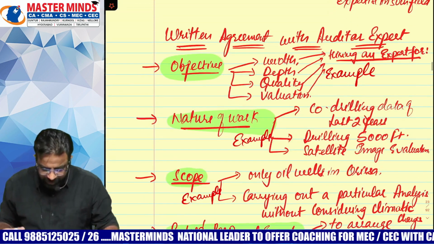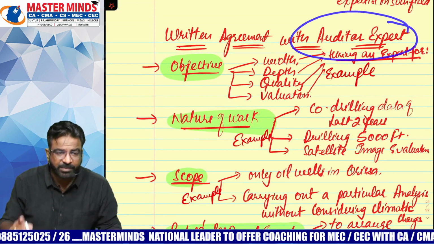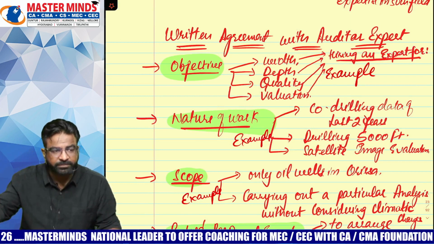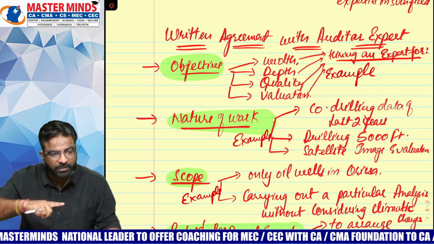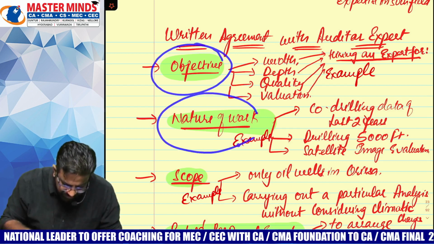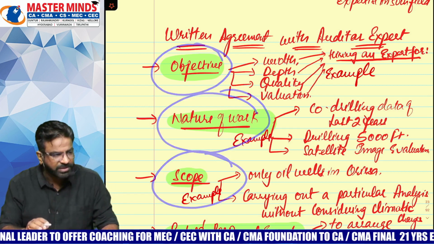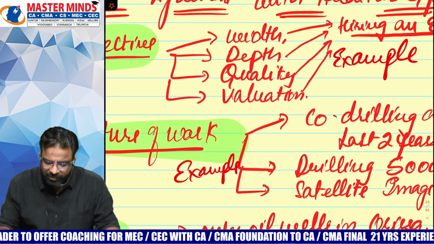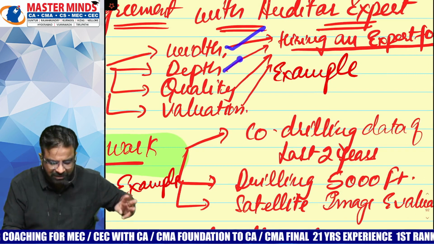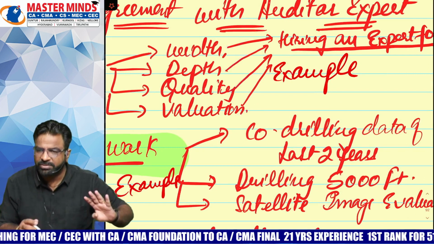Next point: written agreement with what? Expert. Tell me how many written agreements we had in 610? 2. One with whom? Here one with whom? Expert. In that we will specifically define these areas. What is area number 1? Objective. Objective means why you have been hired. You have been hired for checking the width, depth, quality or what? Valuation. Define it as the objective.